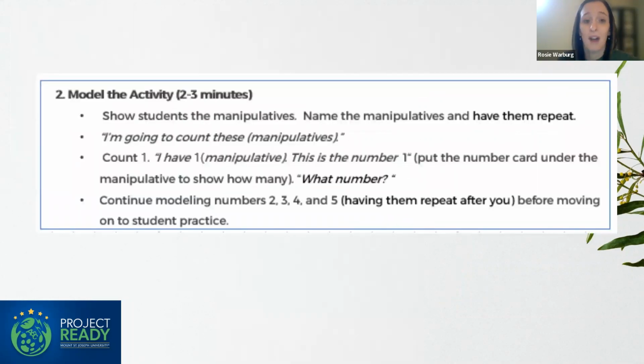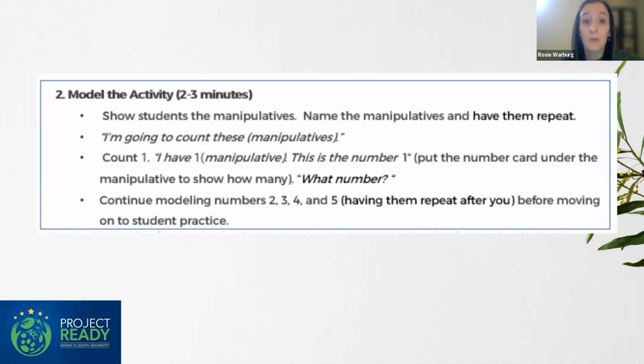Then next, you'll model the activity, which should take about 2 to 3 minutes. So we've really carefully scripted this piece here. And modeling the activity is one of the newer pieces that we've added in from our observations and from our work with our teachers, our lovely teachers, and we're in a variety of classrooms right now, and we get such great feedback from our teachers and our students.